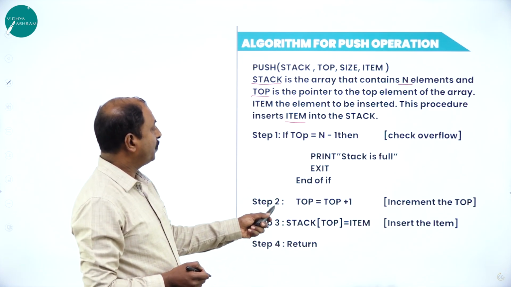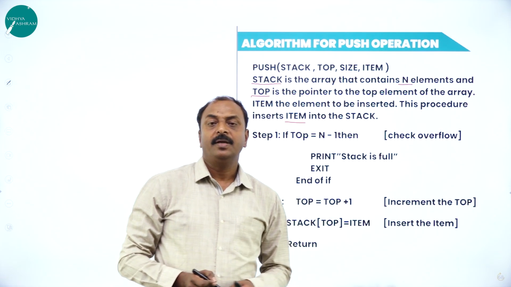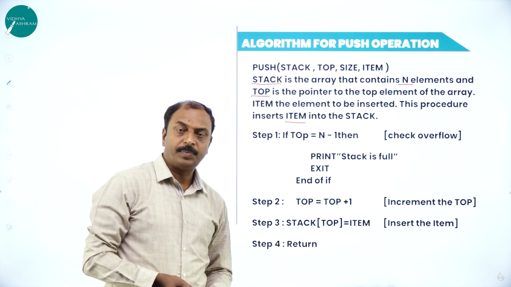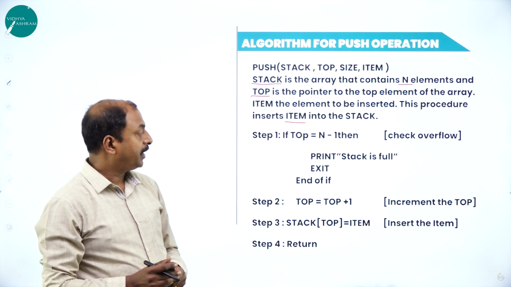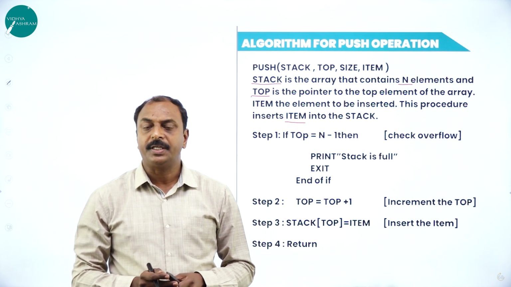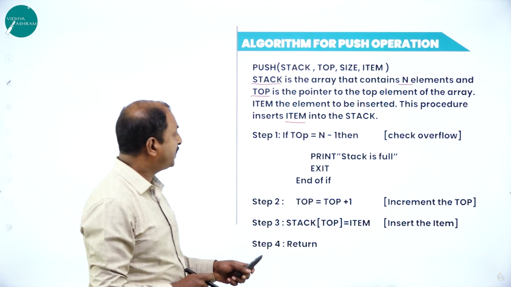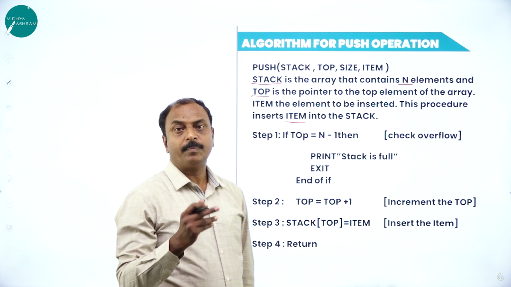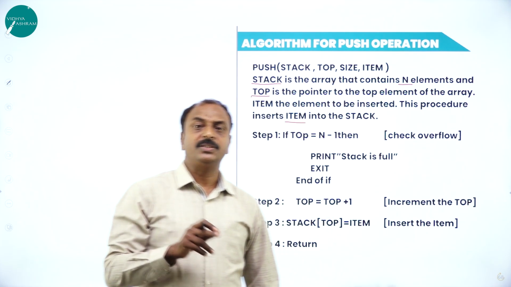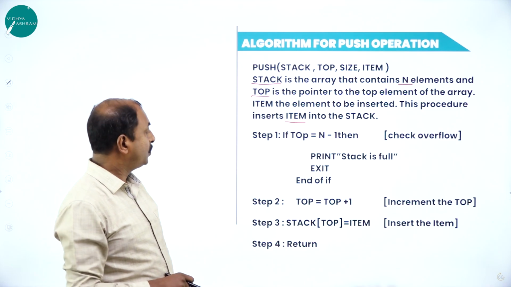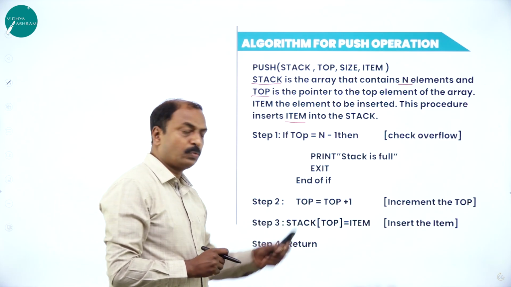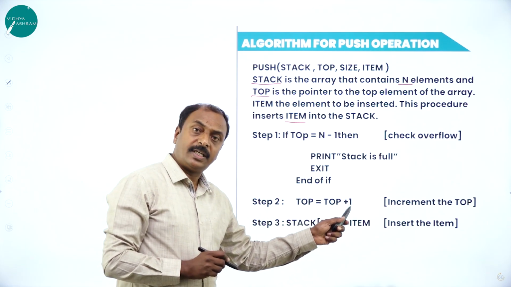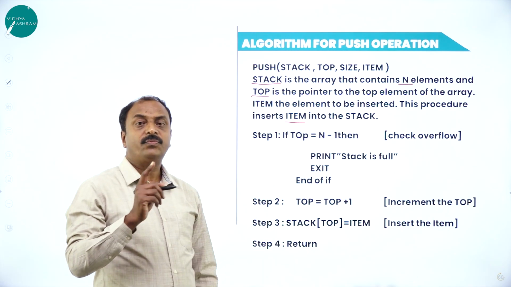Next, step 2 is top equals top plus 1. Because top is the pointer where we have to insert the new data item. As we have seen in the previous example, at the beginning the top pointer will be equal to minus 1. It indicates the stack is empty. So if we want to insert a data item, we have to move the pointer from minus 1 to 0, because 0 is the first index of an array. So top equal to top plus 1: here we are moving the top pointer from minus 1 to 0. So top equal to 0, that is the first element.